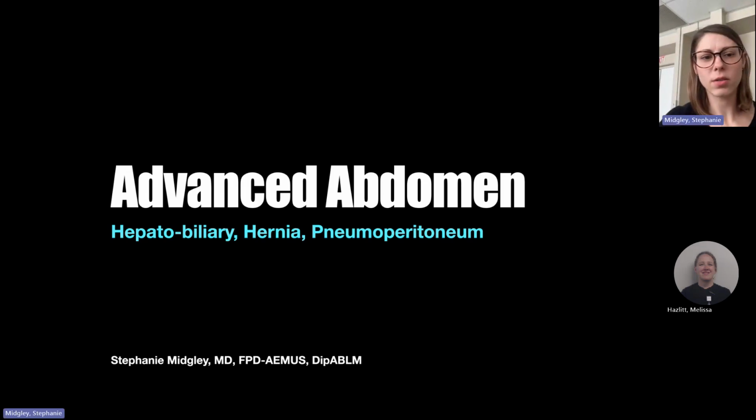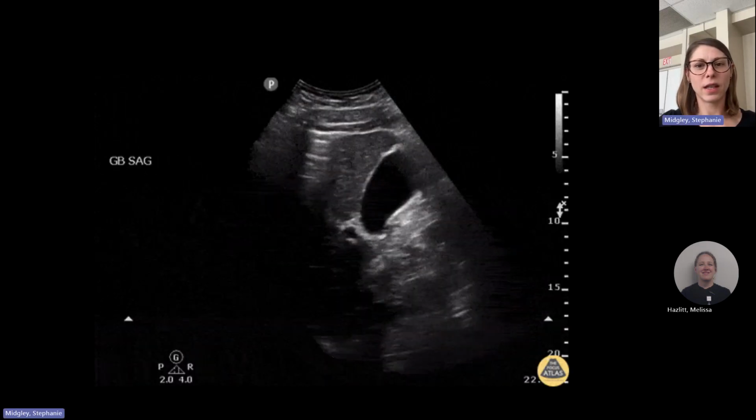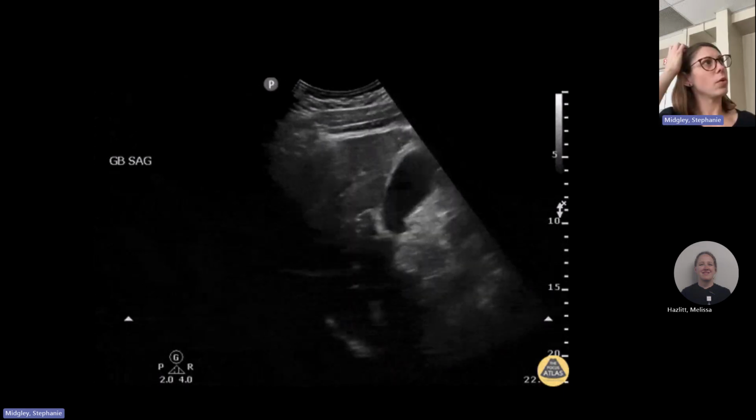All right, so we're going to continue down the belly, and now we're going to do the right side of the belly. So we've got the liver, the gallbladder. We'll touch quickly on hernia and a slide or two on pneumoperitoneum. Really wanted you to know that information again. So the first thing we're going to talk about is pneumoperitoneum.